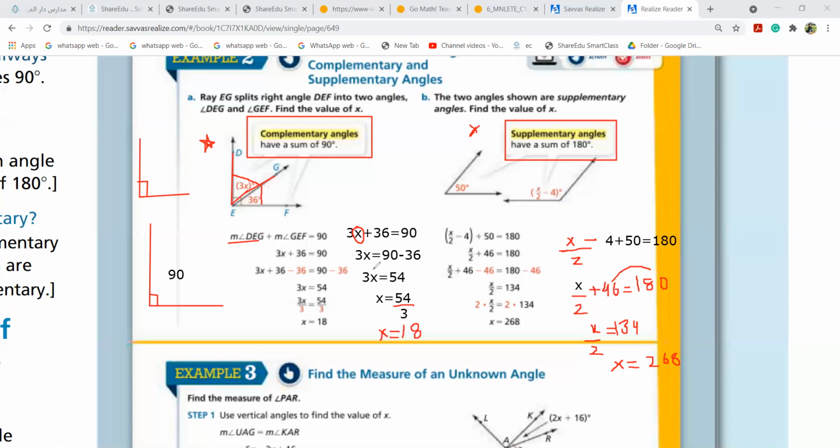Again, girls, you will have questions from this one. What are complementary angles? What is the sum of complementary angles? What is the sum of supplementary angles? You must know about it. Okay?